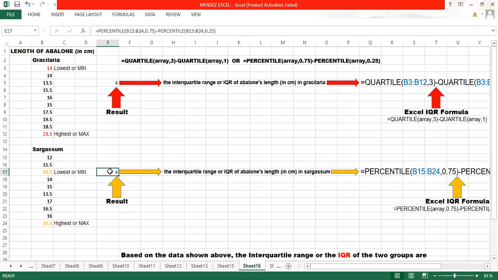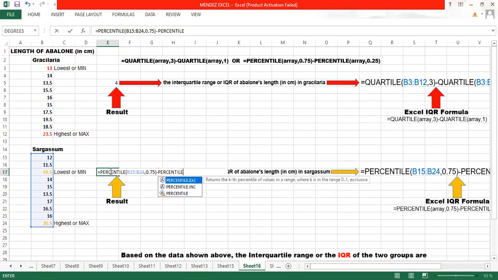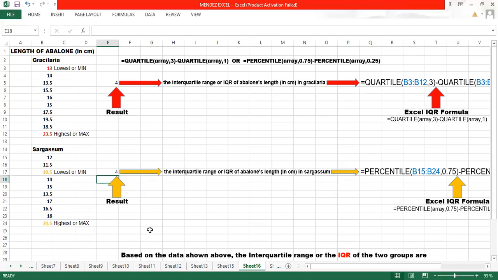So let's assume that we don't know the result yet. Okay, let's proceed to encode equals percentile, open parenthesis, our range is B15 to B24, comma 0.75, then close parenthesis, then minus, then percentile, open parenthesis, B15 to B24, comma, then 0.25, then close parenthesis, then press enter. So the result is 4.